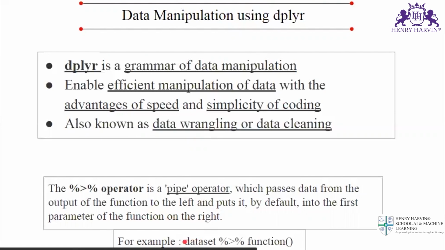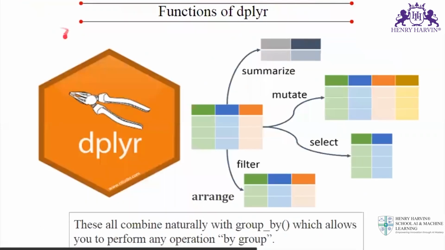So if, for example, we are taking a data set and we are giving a piping operator, the function provided here will be operated using the data set and the subset we have created using the function on the right. The functions in dplyr are summarize, mutate, select, filter, and arrange. These all combine naturally with the group by function, which allows you to perform any operations by groups. So you can always summarize or select or filter your data using a group or conditions using the dplyr package.